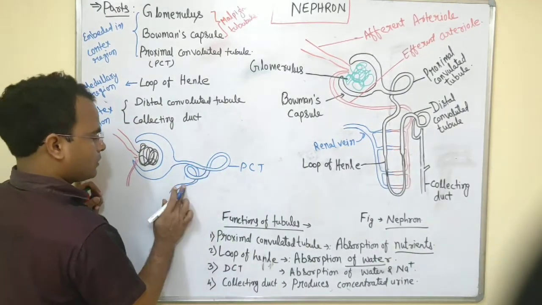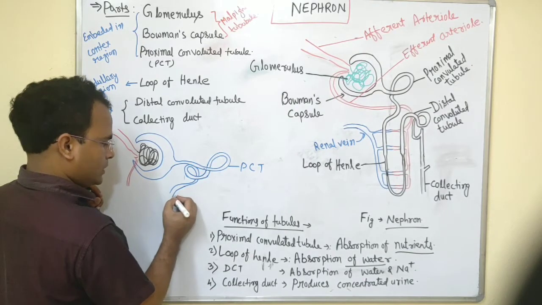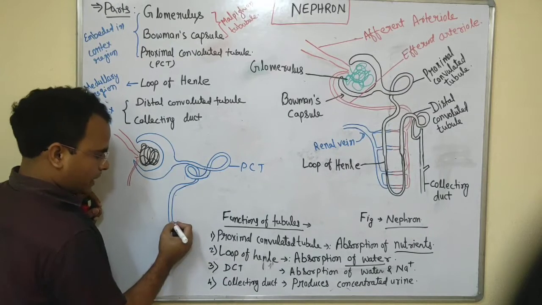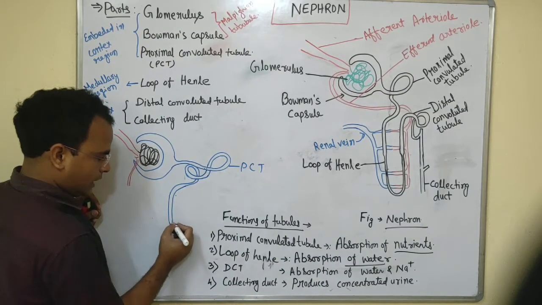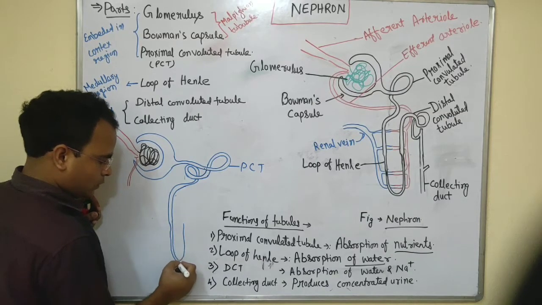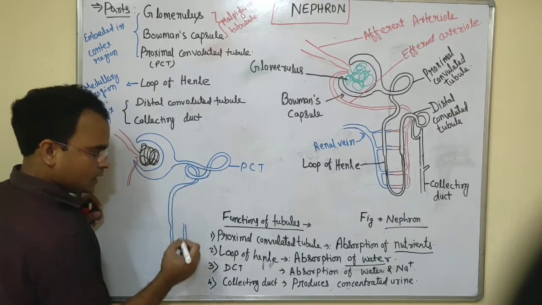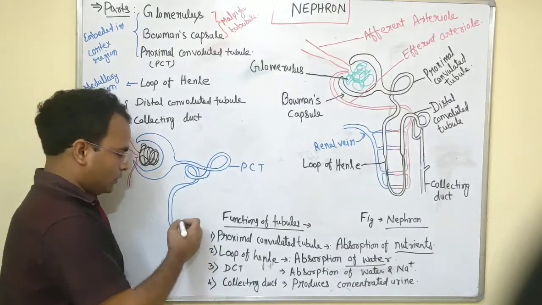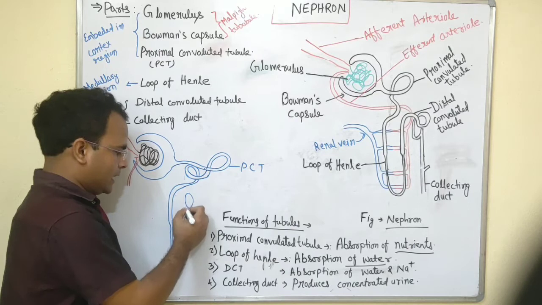This proximal convoluted tubule now goes forward, and it makes another part of the tubular structure which is narrower than the earlier one, and this is called the loop of Henle. Henle was a scientist who discovered this. That's why the loop of Henle was named in honor of him.